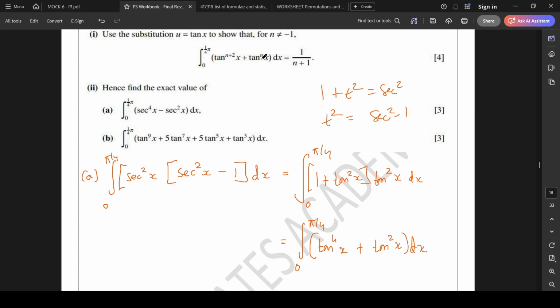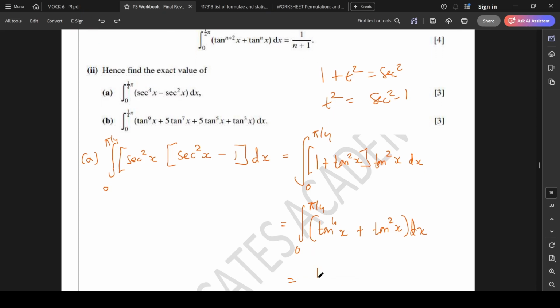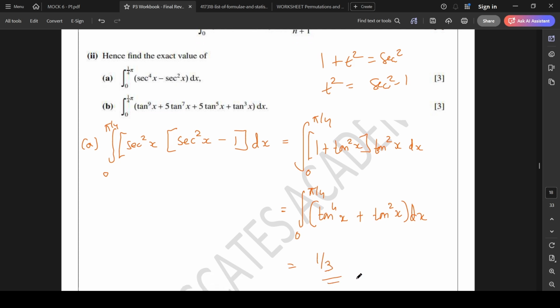Now the value of n over here is clearly 2. 2 plus 2 is 4. So yeah, n is equal to 2. So the answer will become 1 over 2 plus 1, which is 1 over 3. So my answer over here comes out as 1 over 3.